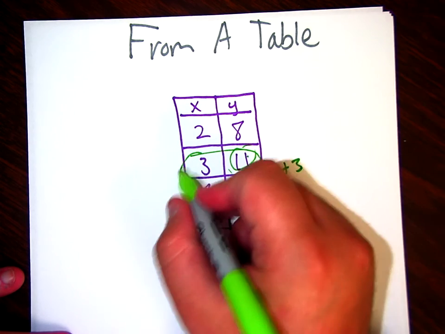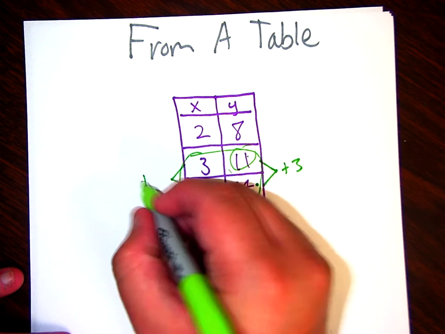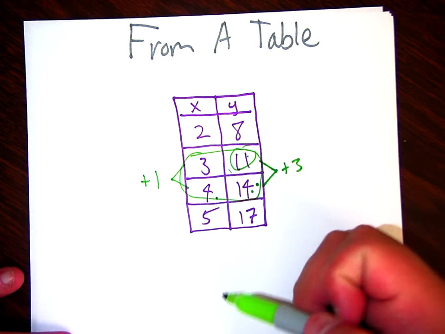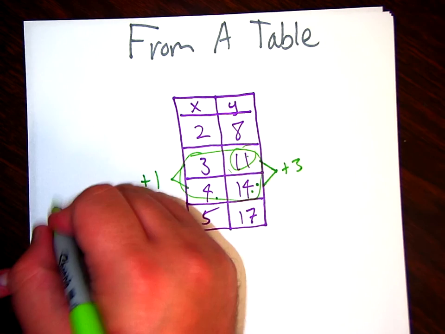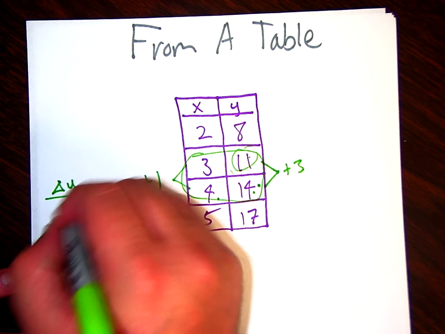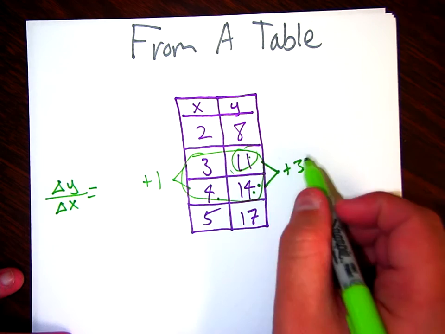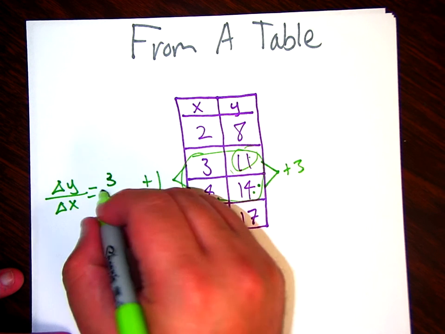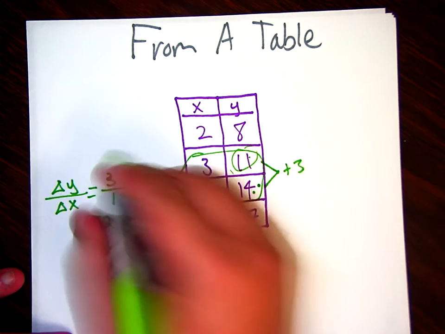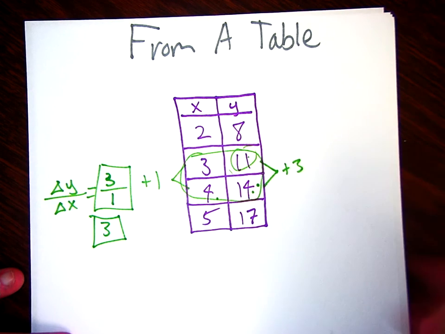And then I'm going to take a look at the x's and do the same thing. How did I get from 3 to 4? Well, you added 1. Okay, it's just a change of positive 1 from this one to this one. And then you just go back and say, well, rate of change is delta y over delta x, change in y over change in x, and our change in y is 3, and our change in x is 1. Okay, so that would be our rate of change. You can simplify it to 3 if you want. Okay, they're the same thing.